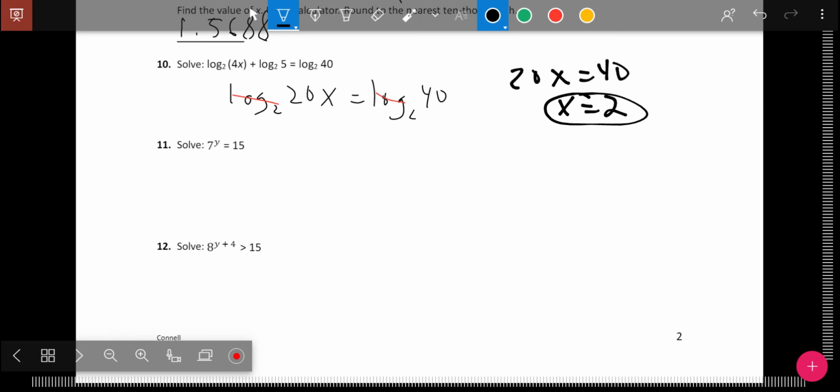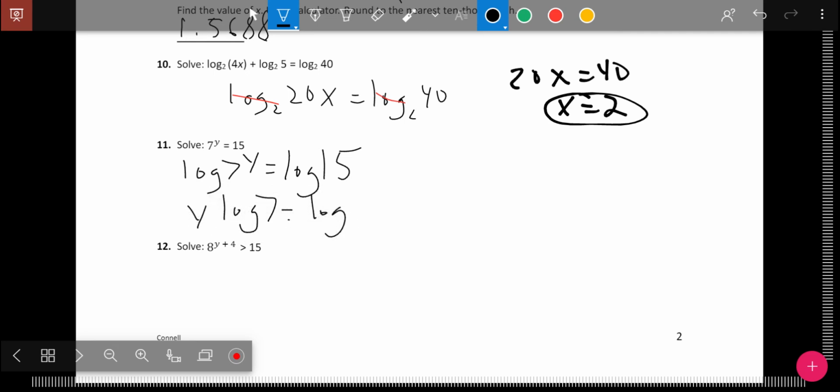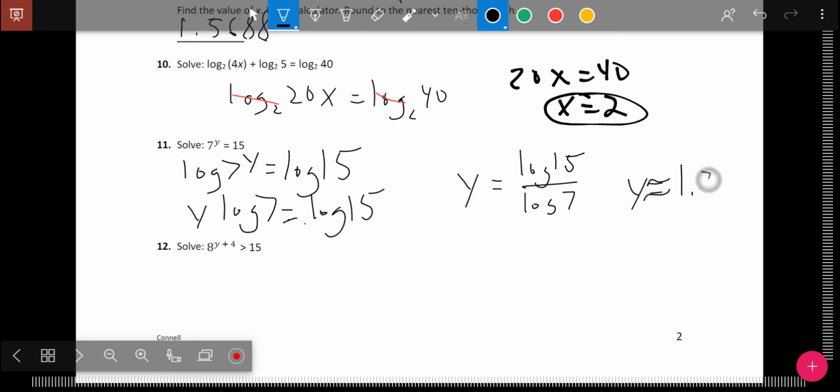For number 11, the variable y is up high. So to get it down, I have to log both sides. I pull the y down. I now divide both sides by log 7. So I got log 15 divided by log 7. And so y is approximately 1.3917.